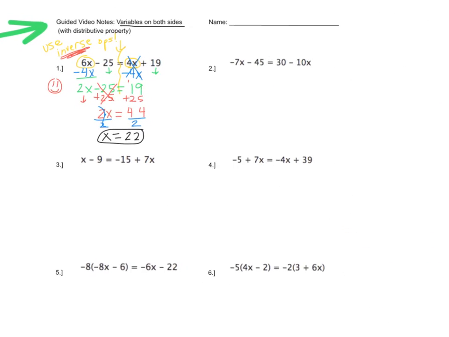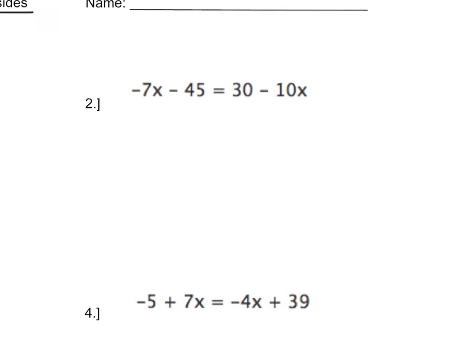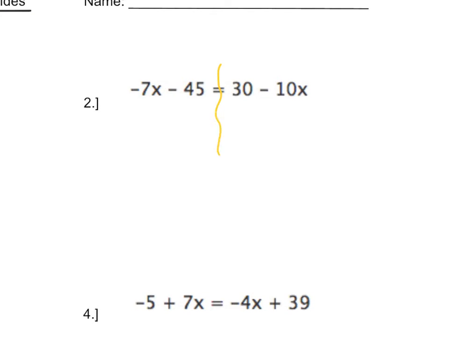Okay, let's continue on to our second example. So here again, I remind myself of that equal sign there. And I've got a variable here and a variable here. Let's get those together first. And again, reminder, we keep using the inverse operation. Since this is a minus 10x, to get a minus 10x to cancel out, I use the inverse, or I add 10x. And I add 10x to both sides.